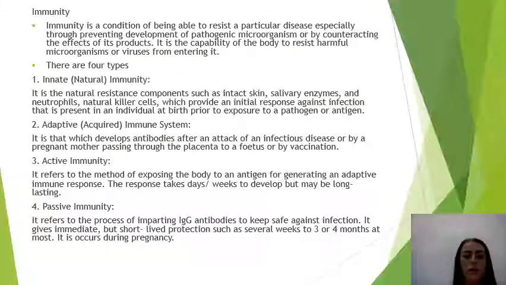Immunity is a condition of being able to resist a particular disease, especially through preventing development of pathogenic microorganisms or by counteracting the effects of its products. It is the ability of the body to resist harmful microorganisms or viruses from entering it. There are four types: innate, which is the natural immunity; adaptive, which is an acquired immune system; active immunity; and passive immunity.